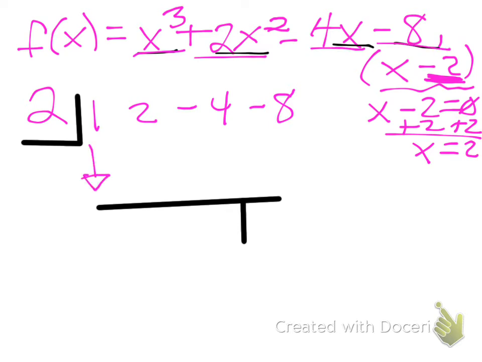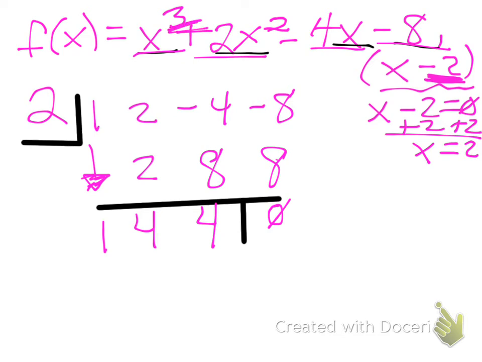First step, drop this down. Then from here on out, it's just multiply, add, multiply, add, multiply, add. So 2 times 1 is 2. 2 plus 2 is 4. 2 times 4 is 8. Negative 4 plus 8 is 4. 2 times 4 is 8. And negative 8 plus 8 is 0. So I don't have a remainder. That's cool.